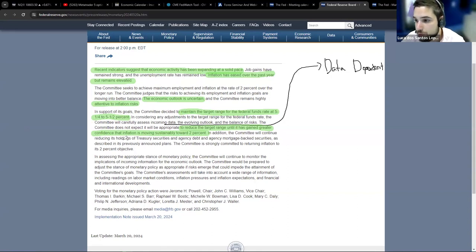In assessing the appropriate stance of monetary policy, the committee will continue to monitor the implications of incoming information for the economic outlook. The committee would be prepared to adjust the stance of monetary policy as appropriate if risks emerge that could impede the attainment of the committee's goals. So let's just go through this again here. The committee would be prepared.